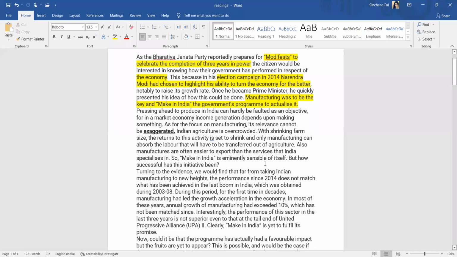What we understand is that the Bharatiya Janata Party is again in power, for 3 years. So that's why they want to celebrate the Modi fest, because Narendra Modi is the prime minister and he promised in the 2014 campaign that he will increase the economic power. That's why people also want to see how much economic development he has made in 1 year, in 3 years. So what the Modi government thinks is that if we start manufacturing in India, then only we can develop this economic growth.